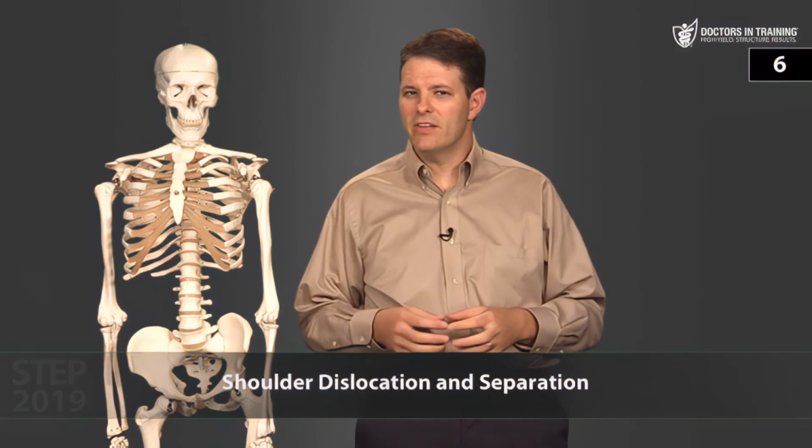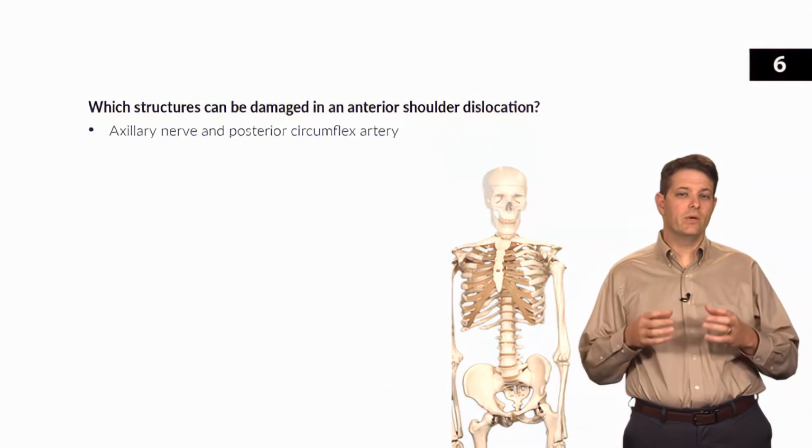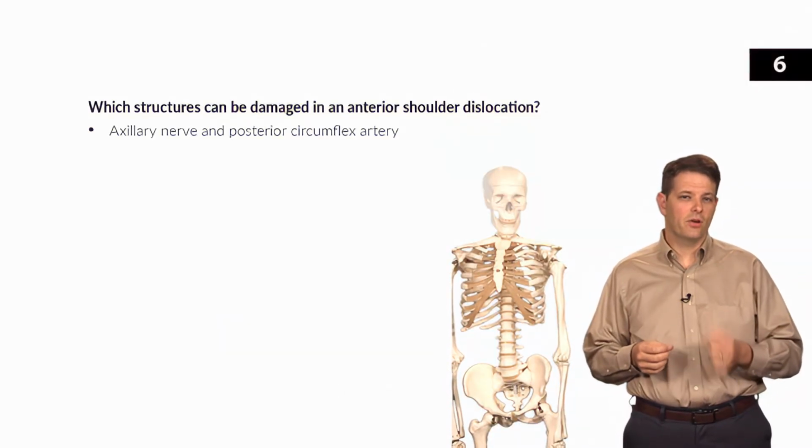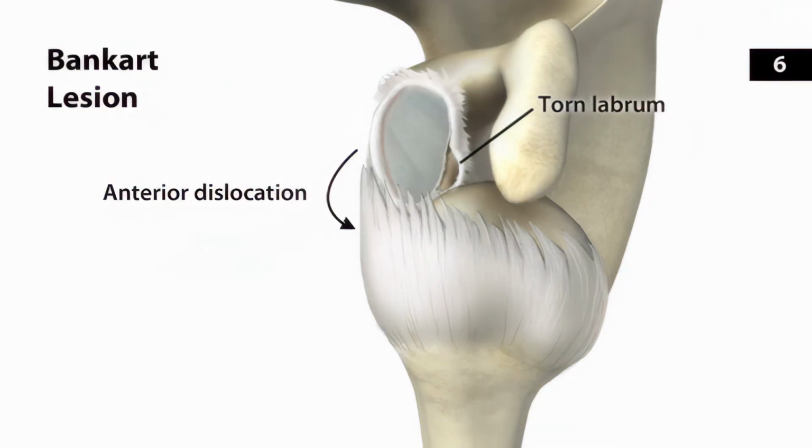Then the next question says, what structures can be damaged in an anterior shoulder dislocation? This question in and of itself is probably about 3 stars. With an anterior shoulder dislocation, you can have injury to the axillary nerve and the posterior circumflex artery, an injury to the supraspinatus tendon that we were just talking about with shoulder impingement. You can also injure the anterior glenohumeral ligaments and then you get some separation of the glenoid labrum from the articular surface of the anterior glenoid neck.